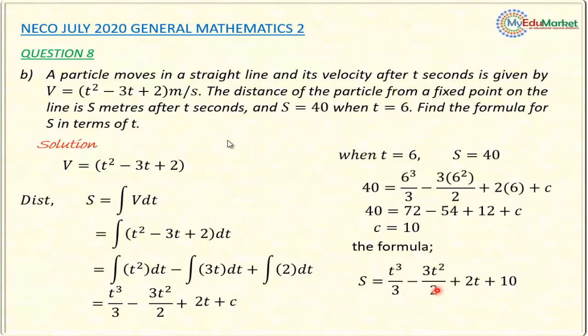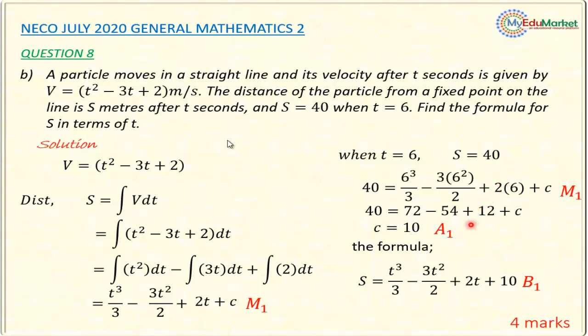With that, I have finished this question. So I'll just give you the mark distribution for this according to the official NECO marking scheme. The very first mark is a method 1 mark, and this method mark is for integrating t squared minus 3t plus 2 with respect to t. So finding that integral, you have a method 1 mark. The next mark is for substituting t with 6 and s with 40 in this expression. That gives you a method 1 mark.